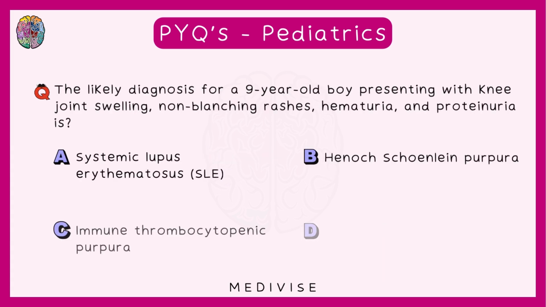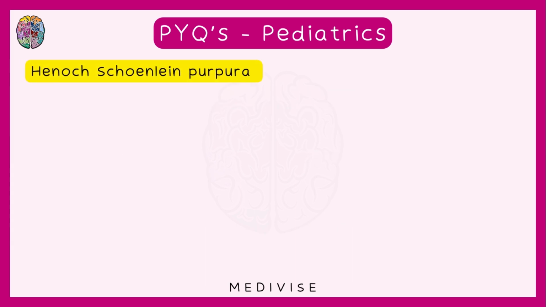C. Now, the likely diagnosis for a 9-year-old boy presenting with knee joint swelling, non-blanching rashes, hematuria and proteinuria is SLE, Henoch-Schönlein purpura, immune thrombocytopenic purpura, or polyarteritis nodosa. So the correct answer to this question is Henoch-Schönlein purpura.